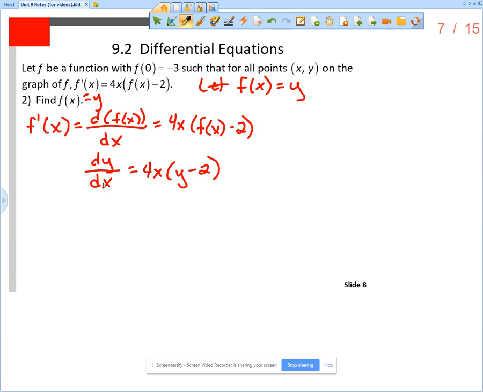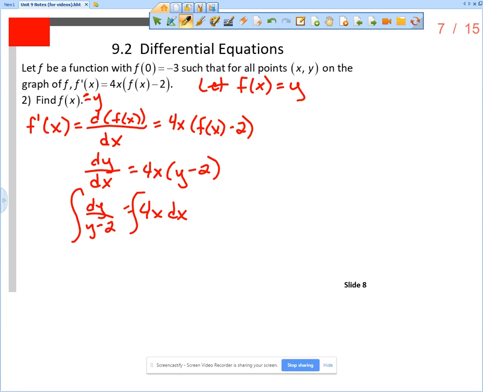So what I want to do is separate the variables. I want to multiply by dx, and then divide by y minus 2. So dy over y minus 2 equals 4x dx. Now, once I separate the variables, I've got my y's on the left and my x's on the right, so I'm going to integrate.